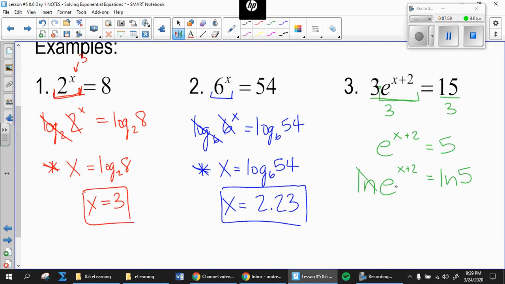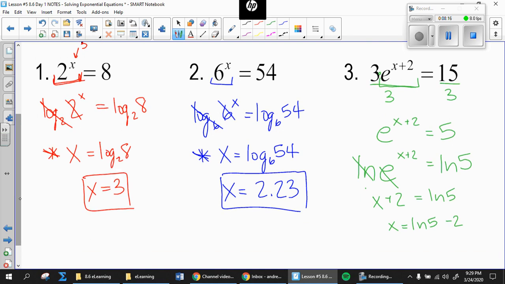These two are going to cancel out. We're going to be left with x plus 2 equals natural log of 5. When we subtract 2, we'll get natural log of 5 minus 2. Remember that minus 2 is not with the log. It's natural log of 5, minus 2. Again, that would be your exact answer without a calculator. With a calculator, we're going to get negative 0.391.